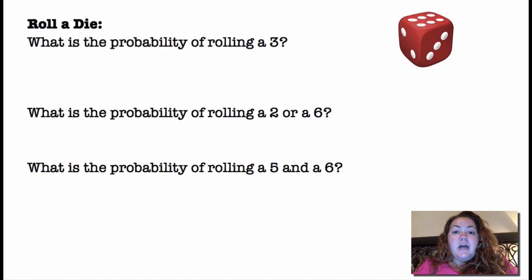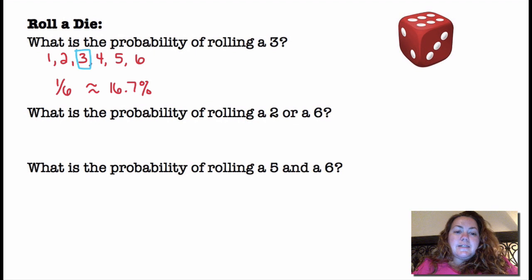Rolling a dice. So I'm rolling a single die. We're assuming it's a fair die. It's not loaded or weighted or anything like that. What is the probability of rolling a 3? With a die, there's 6 sides. My options are 1, 2, 3, 4, 5, or 6. The probability of rolling a 3 is 1 out of 6 outcomes. 3 is what I'm looking for. I have 1 of those out of 6 total outcomes. So this is about 16.7%. But you could just leave it as 1/6.